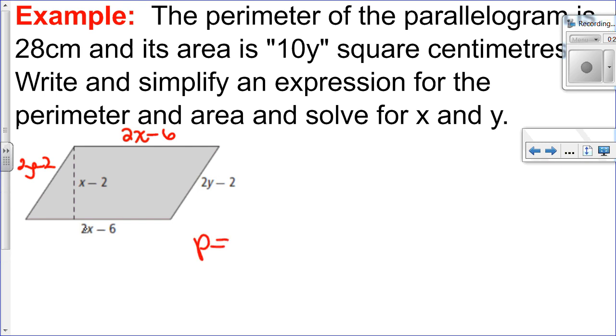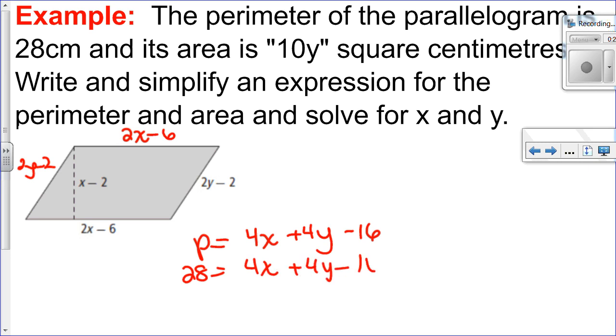Let's see, I have a 2x and a 2x, which is a 4x. And then I have a 2y and a 2y, which is a 4y. And let's add up all our numbers. -6 and -2 is -8, and -6 is -14, and another -2 is -16. So there's my perimeter, which I know is 28.